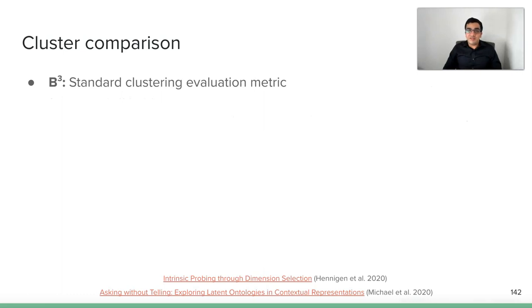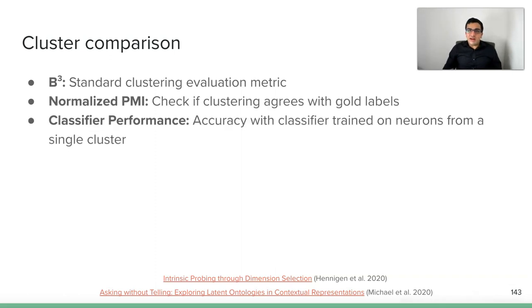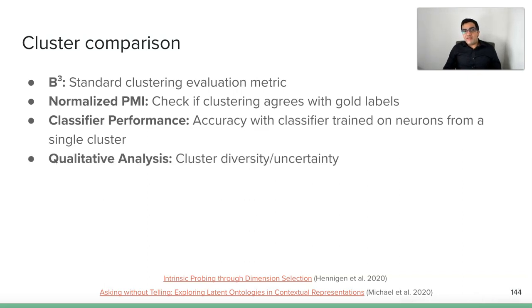Hennigan et al. and Michael et al. have used several techniques in this case, starting with standard clustering evaluation metrics like B-cubed, which look at precision and recall of each neuron's predicted cluster with respect to gold clusters. They also tried training external models with neurons just from a single cluster to evaluate against particular concepts. And finally, Michael et al. also used several other metrics like diversity and uncertainty that take a look at the general makeup and composition of the clusters themselves. And this enables us to evaluate the clusters in a more qualitative fashion.